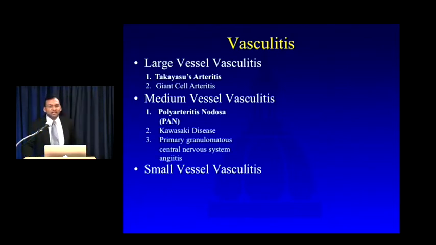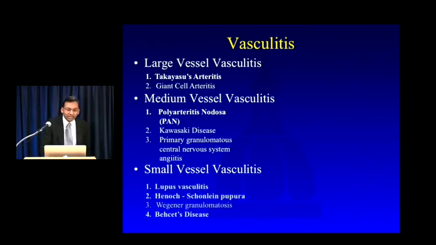There's medium vessel vasculitis, which includes polyarteritis nodosa, Kawasaki's, primary granulomatous CNS angiitis. And then finally, there's small vessel vasculitis, which is probably the most common type of vasculitis to affect the small bowel, and includes entities like lupus, Henoch-Schönlein purpura, Wegener's, Behçet's, and so on and so forth.